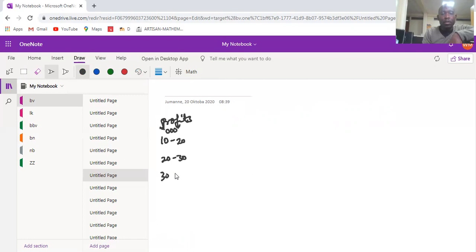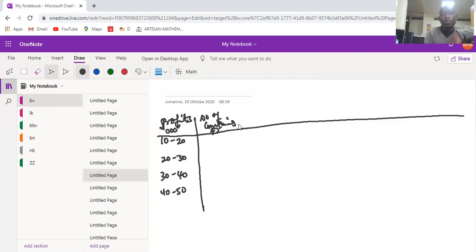$30,000 to 40,000, and maybe 40 to 50,000. So the number of companies that realize that there may be, these are number of companies. So we have f, and we have maybe 3, 4, 2, and maybe 4. Now you are told, can you calculate the standard deviation?